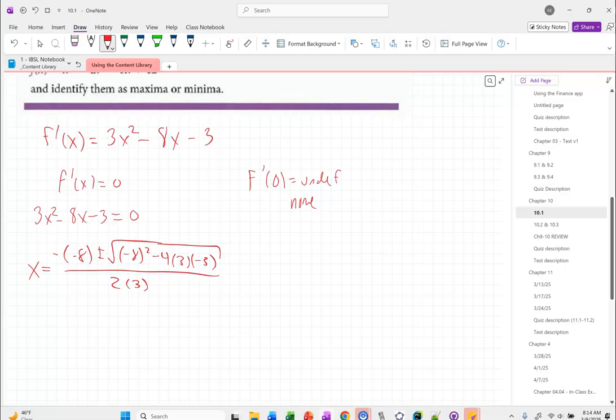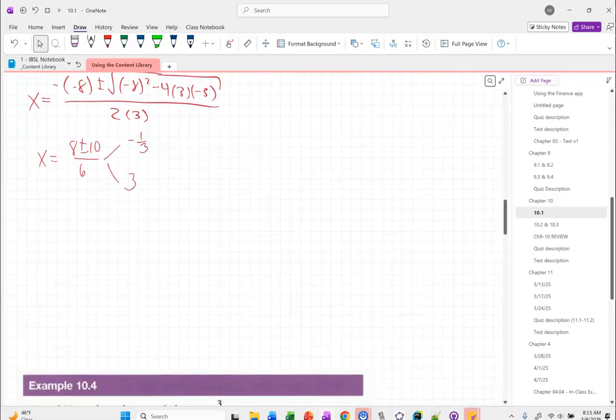So we have 64 plus 36 is 100. The square root of 100 is 10. So 8 minus 10 is negative 2, divided by 6 is negative 1/3. And 8 plus 10 is 18, divided by 6 is 3. Is everybody happy here? Feel comfortable on what we did? Hopefully all of my mental math is right. You never know.